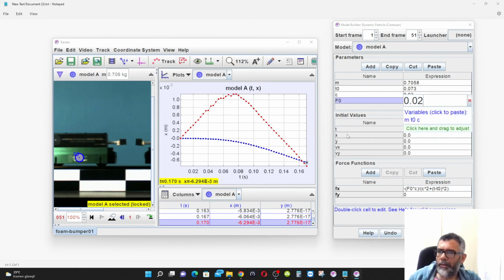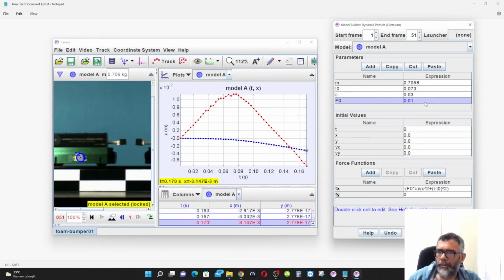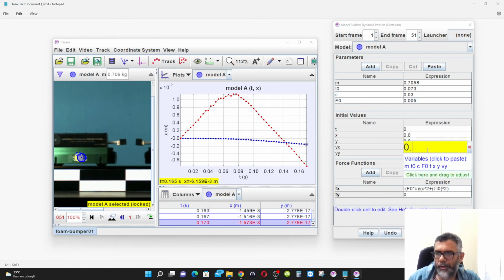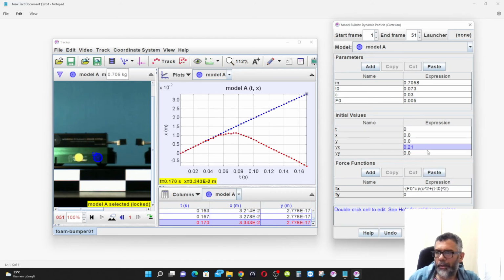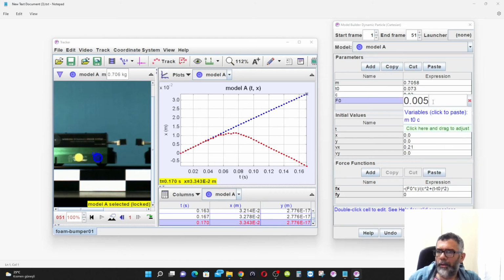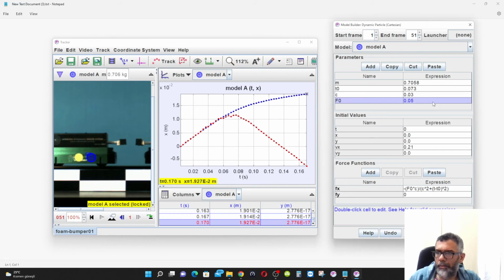Comparing these two means that this f0 parameter is large, so let's make it smaller and smaller. Maybe 0.5. All right, so no. Oh, we haven't provided the initial velocity. We forgot it. 0.21 or so. Yeah. Okay, now we have to increase this. Now it sounds okay.